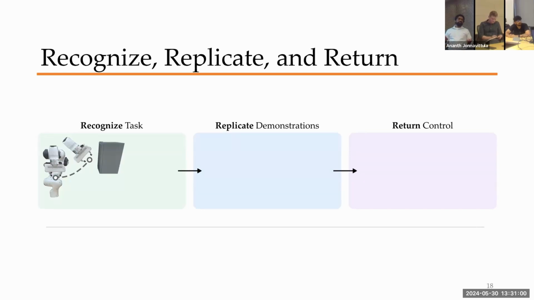So given this setup, we want to see if the robot can learn from these past interactions. And we found that there are three main modules required for the robot to be able to learn in such scenarios. Those are recognize, replicate, and return. Let me walk through each one.